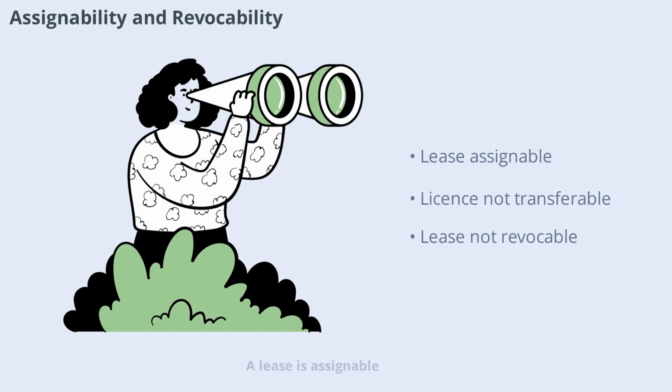A lease is assignable, meaning the lessee can transfer their interest to another party. A license, however, is not transferable. Additionally, a lease is not revocable while a license can be revoked at any time. These features impact the stability and security of the arrangement, making leases more suitable for long-term interests.